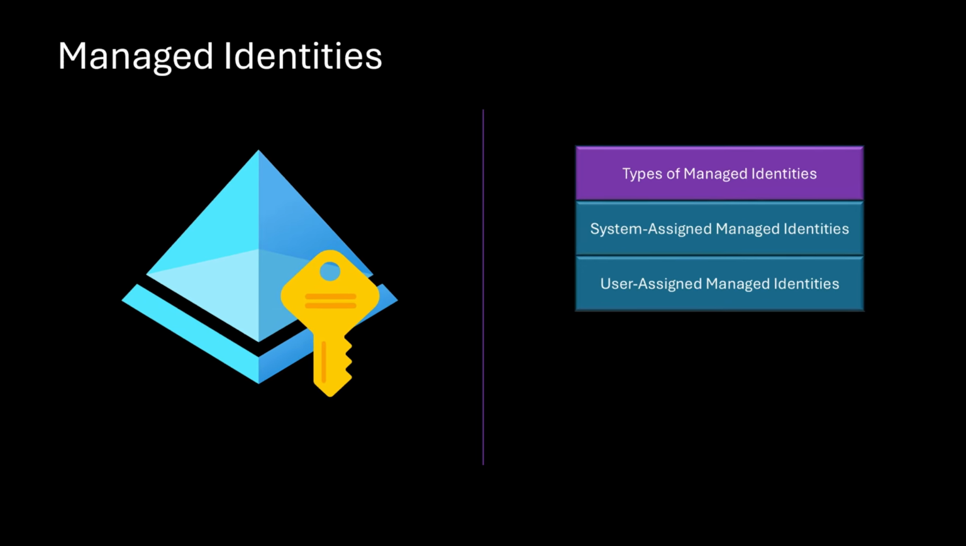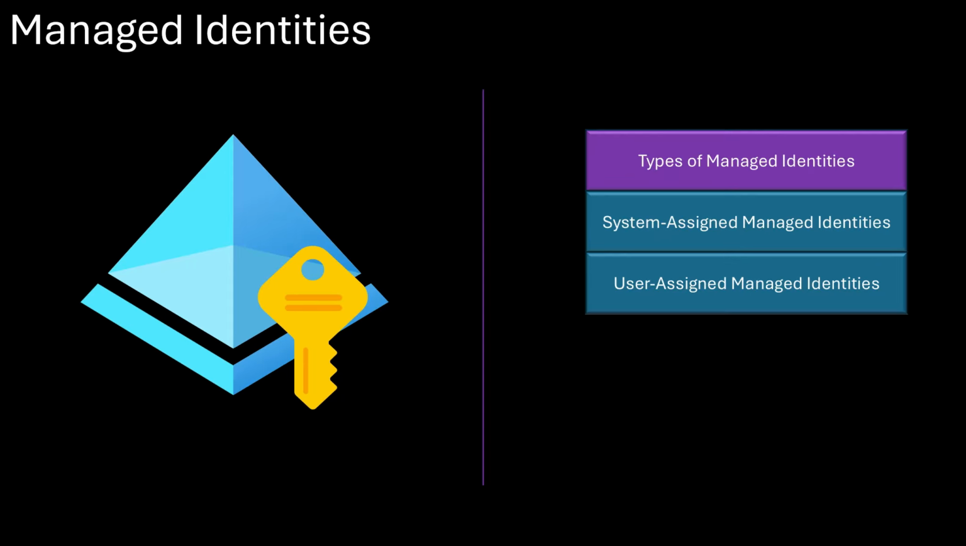There are two types of managed identities: system assigned managed identities and user assigned managed identities. System assigned managed identities are identities tied to the resource itself, like a virtual machine or an Azure app. These identities live and die with the resource. If you delete the VM, the identity disappears too. Only the resource it's attached to can use it. It is perfect for scenarios where one resource needs access to a target service.